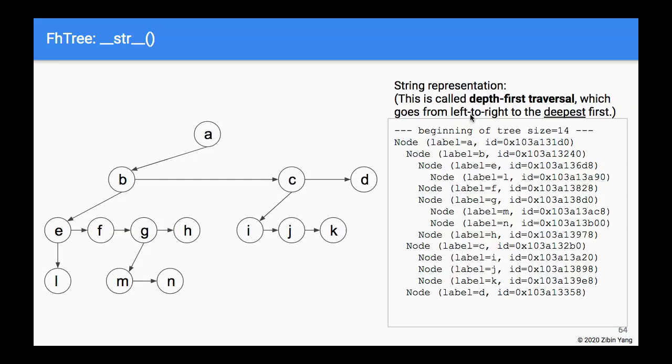Another thing I want to mention is this representation of a tree. It's done by what's called a depth-first traversal, because if you look at the order of the nodes that are printed out, A, B, E, and L. So it prints out the nodes by going as deep as possible first before it backtracks.